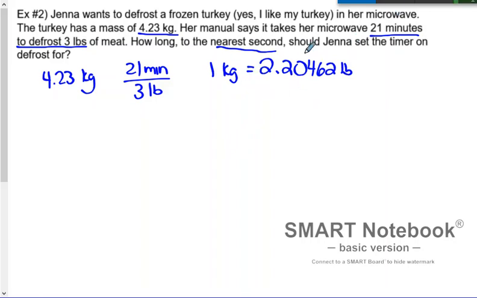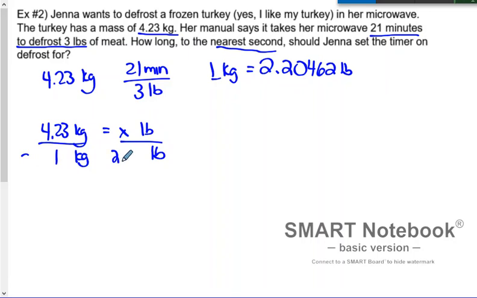Okay, and this is another conversion that we will need. So 4.23 kilograms. Let's turn this kilograms into pounds. So I want to know how many pounds that is so that I can figure out how long I need to microwave this humongous turkey. So 4.23 kilograms, lining up our units. So kilograms, kilograms, pounds and pounds. And I have, 1 kilogram right here is 2.2046 pounds.